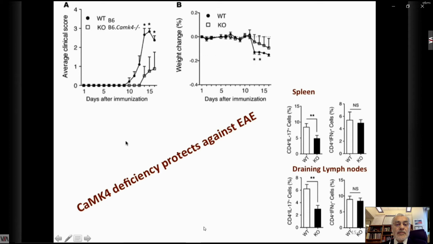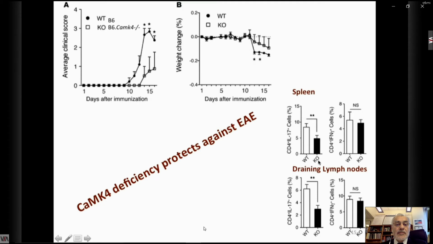Now, we took this to in vivo experiments. As you know, if you immunize mice with myelin, the MOG protein, with adjuvant, they develop a clinical picture which is reminiscent of multiple sclerosis. So here we subjected normal mice, and B6 mice that don't have CAMK4, to this immunization. And you can see here that if the mice don't have CAMK4, the clinical score is limited significantly. Also, the weight is restored or preserved significantly.